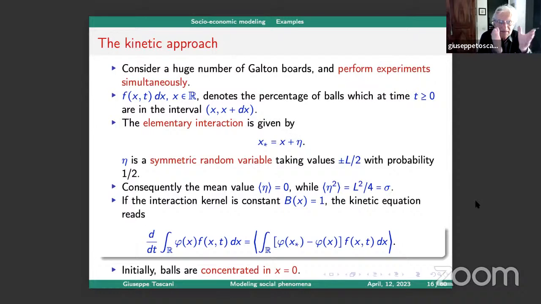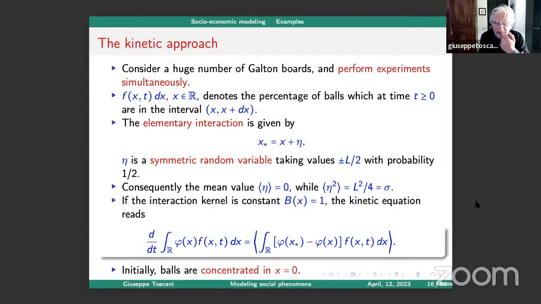In this case, I have really a simple elementary interaction. Let's say if I am at a point x, after an interaction, I go to the point x plus eta, where eta is a symmetric random variable that takes value plus or minus capital L over 2, where L is the length of the base of the triangle, with probability 1/2. Clearly, the mean value of this random variable is 0. The variance is L squared over 4, and I call this variance sigma.